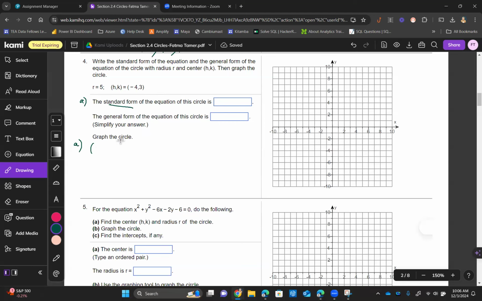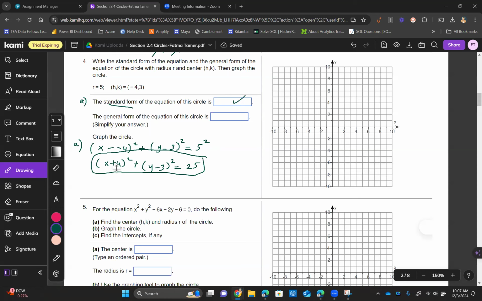The formula for standard form starts with x minus the h value, and the h value is given here, -4, squared, plus y minus k, and the k value is 3, to the second power, is equal to r squared, and r is 5 to the second power. Then these two negatives will become plus, so it's going to be x plus 4 to the second power, and then y minus 3 to the second power, and then this will be 25. This is how we can put the standard form into the very first box here.